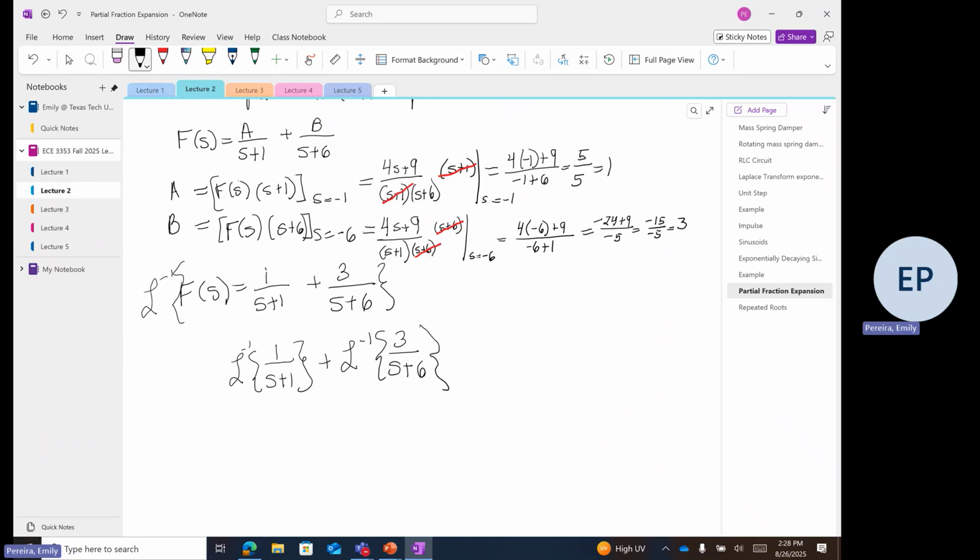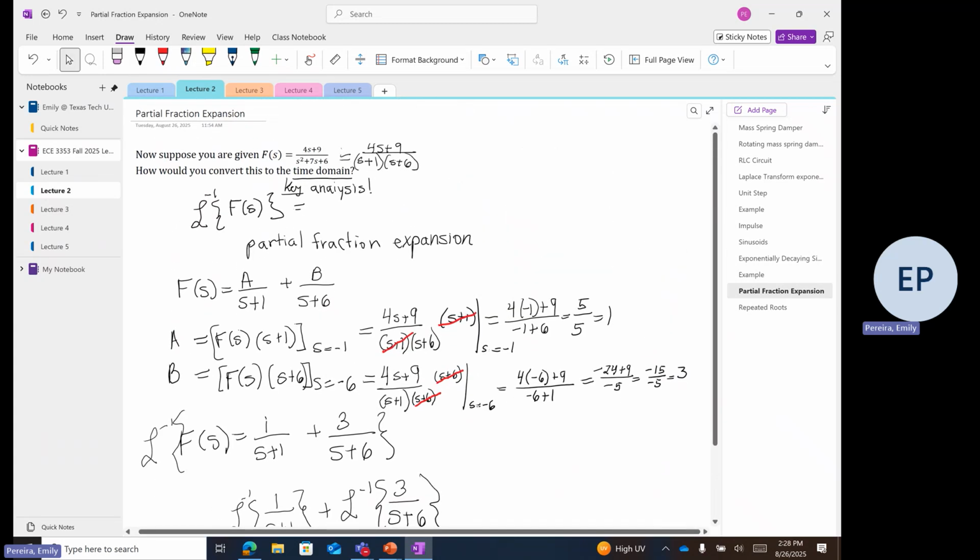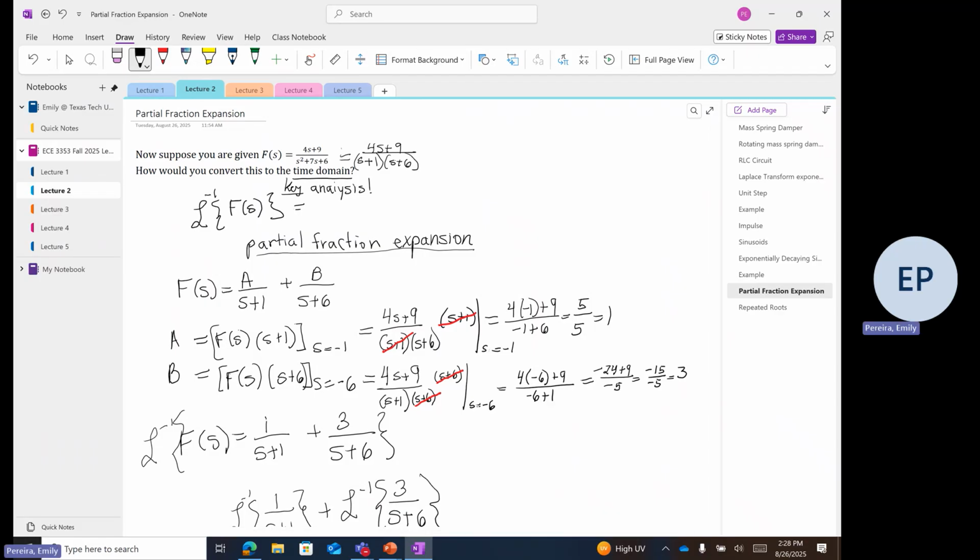And so this gives us e to the negative t, and this gives us our 3e to the negative 6t. So this is actually the same f of t we had in the previous example. So this is how you would do the partial fraction expansion. Now, there is a special case where you're going to want to be extra careful. And so let me talk about that.